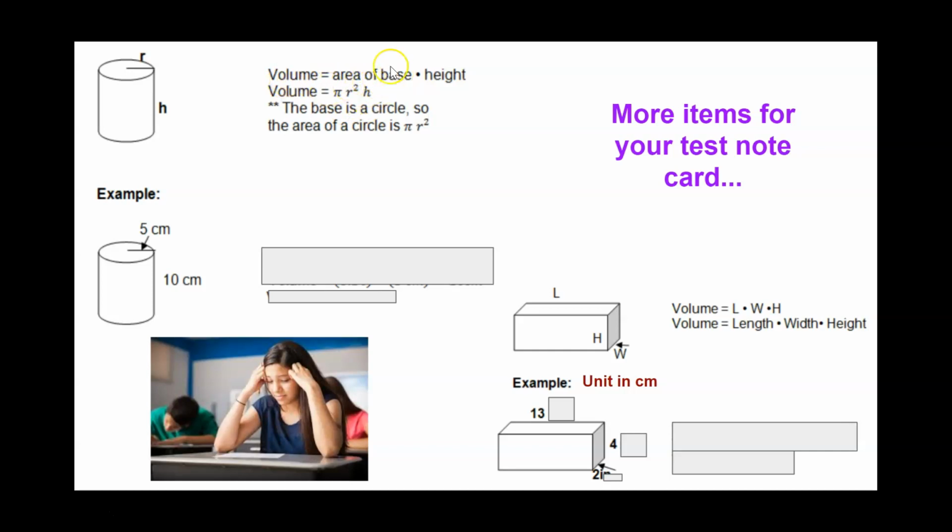So the formula for volume is we need to find the area of the base. The base for this is actually going to be either the top or the bottom, however you want to look at it. Find the area of the base, and then we're going to multiply it by the height of the object. So if I told you for this one here, the radius is 5 and the height is going to be 10, what would be the volume?